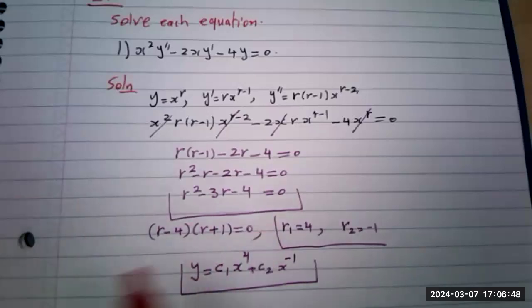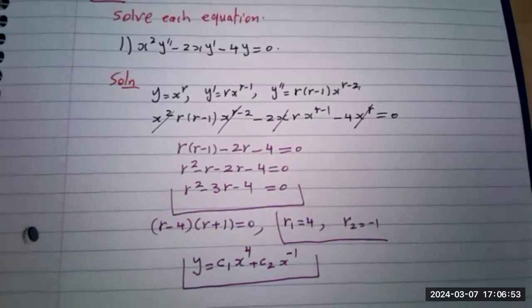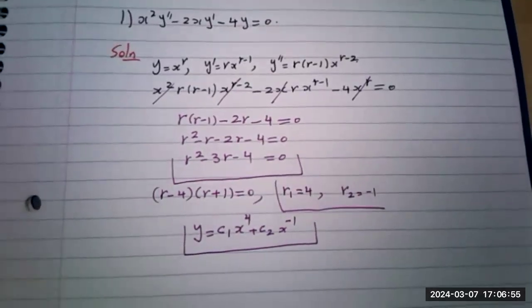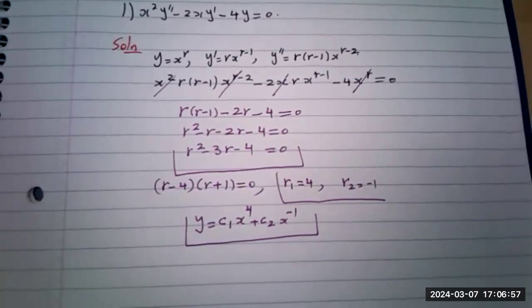Make sure you don't miss any sign. If you get to the quadratic equation, the situation will be different. That's type 1. Any question?